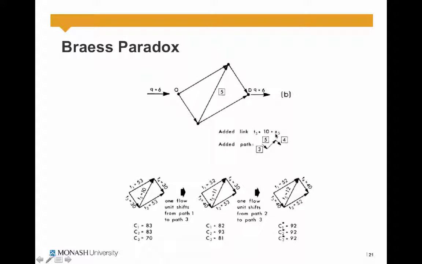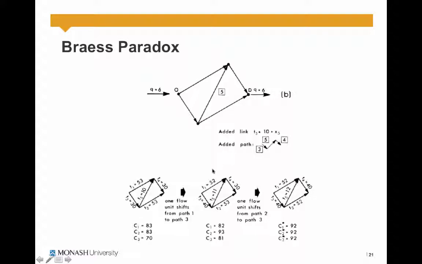The travel time function of the added link is also given, which is 10 multiplied by x. So let's start with the user equilibrium from the previous network. From the previous network, we had 3 travelers using this path, 3 travelers using this path, and the travel time was 83. Now let's shift one flow from path 1 to this new path.